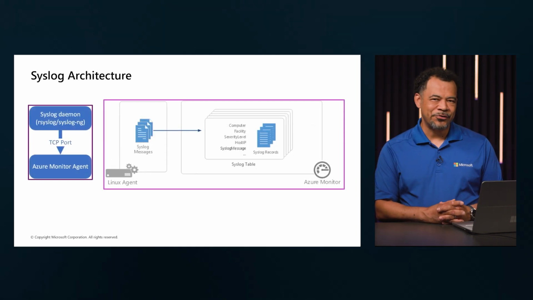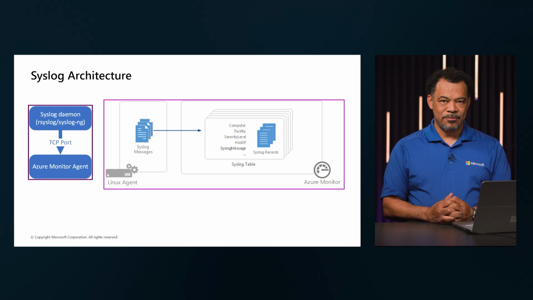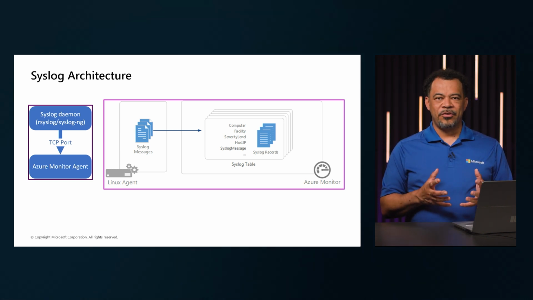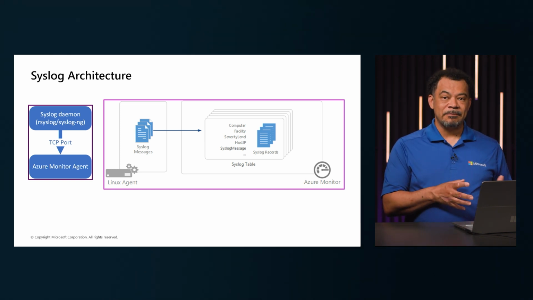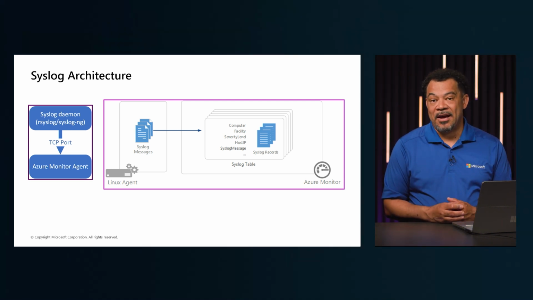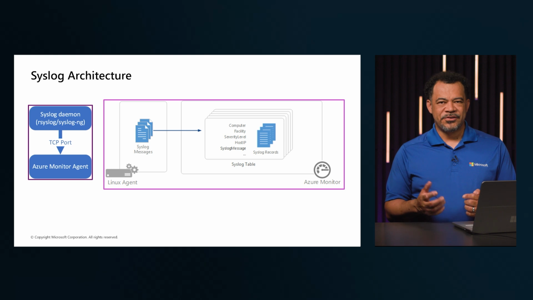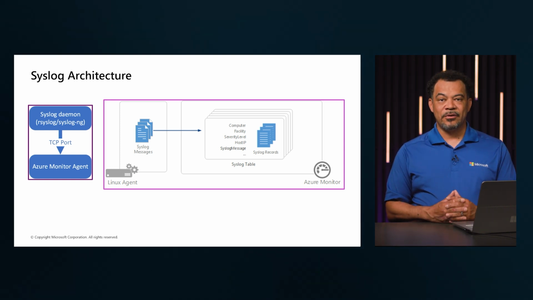So this diagram here shows how syslog messages are ingested into Azure Monitor using the Azure Monitoring Agent on Linux systems. Syslog daemons like rsyslog or syslog-ng collect the logs and forward them over TCP ports to the Azure Monitoring Agent. From there, the agent sends the data to Azure Monitor, where it's stored in the syslog table for analysis. The table includes fields like computer, facility, severity level, host IP, and syslog messages, giving you detailed visibility into your Linux-based infrastructure.